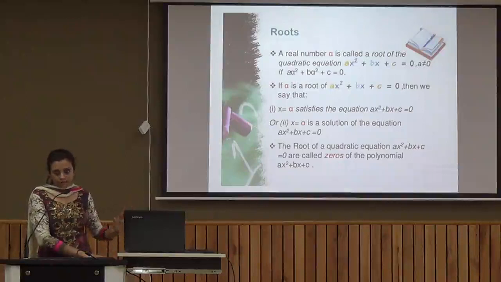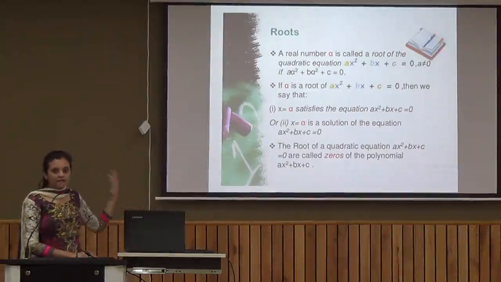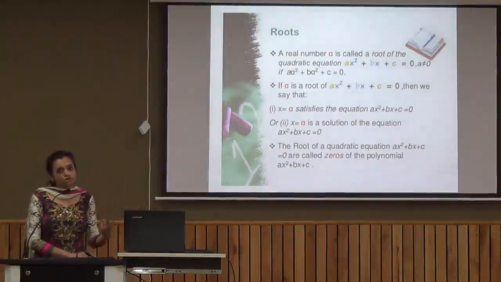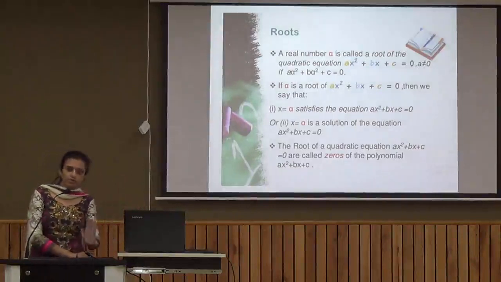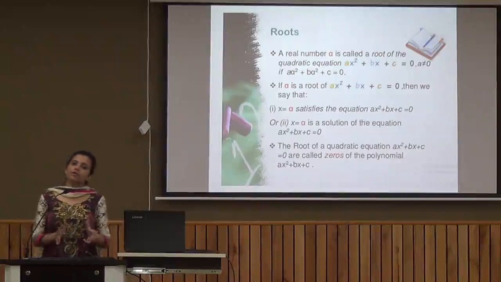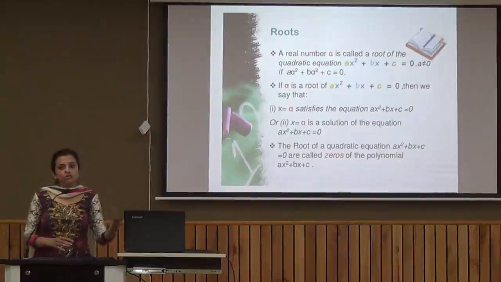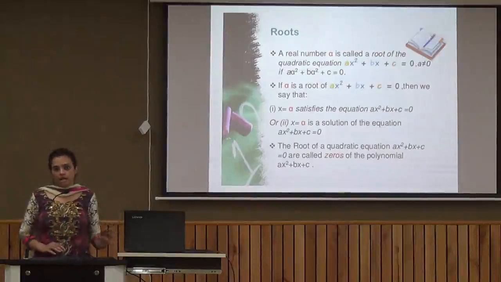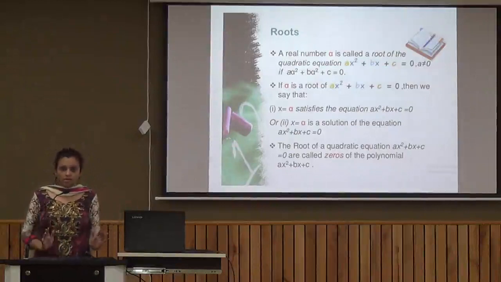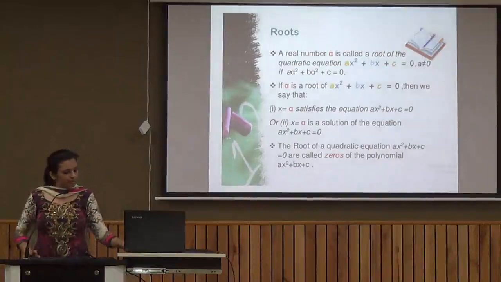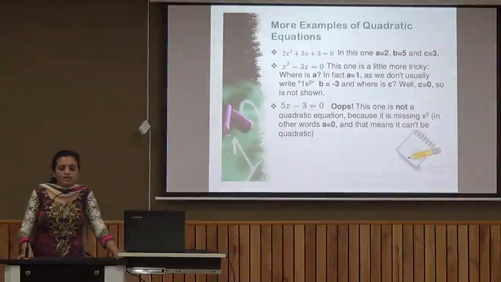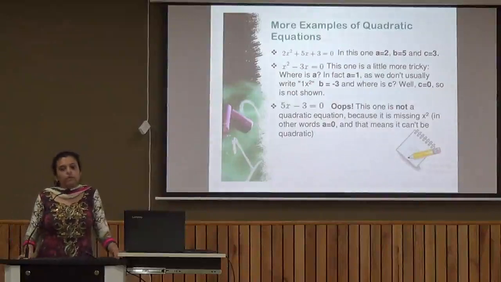That's the only difference. And because we have a quadratic equation, we're going to have two roots of this quadratic equation. Or, let's go back, if it's a quadratic polynomial, we're going to have two zeros of a quadratic polynomial. I hope everybody is clear with this concept. Let's move on to more examples of quadratic equations.